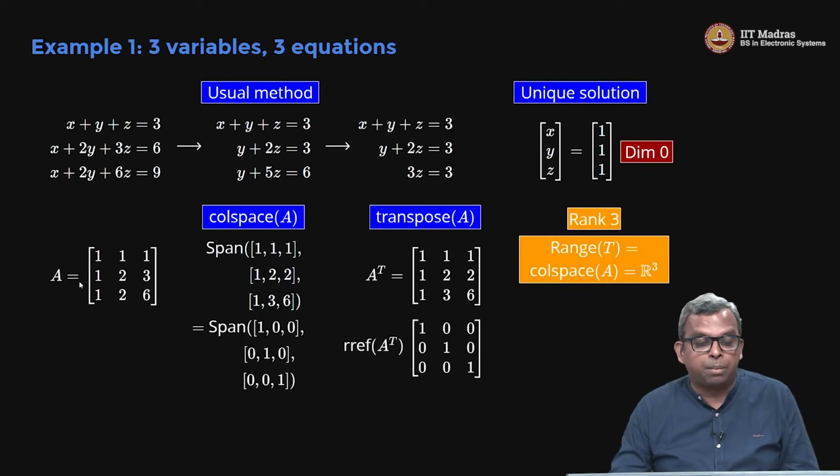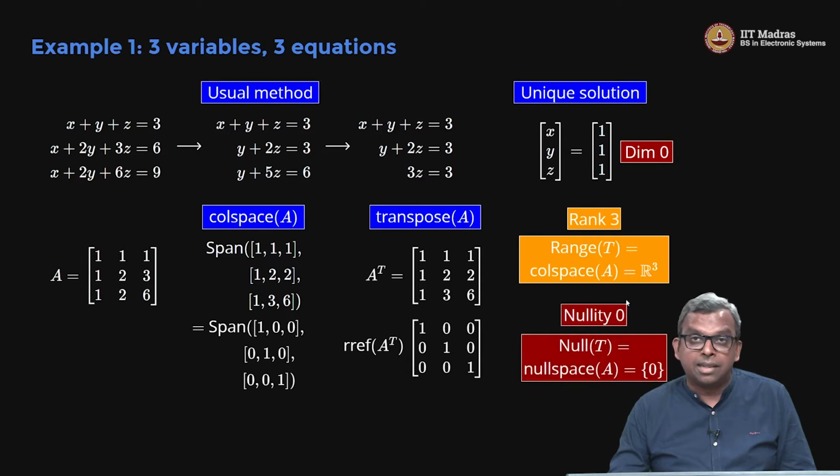So the rank of this matrix is 3. The range, which is the column space, ends up being the entire R3. I'll use range and column space interchangeably from here on. Okay, so the range is the entire R3, and from here you can quickly figure out that the nullity is 0, and the null space is actually only the 0.